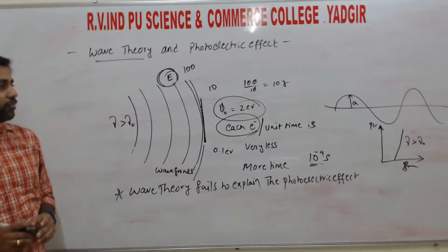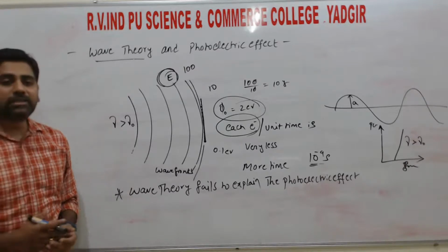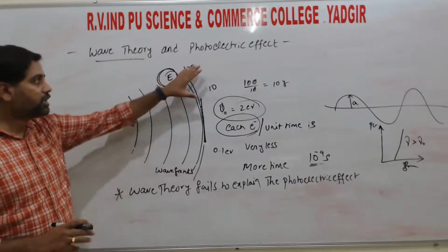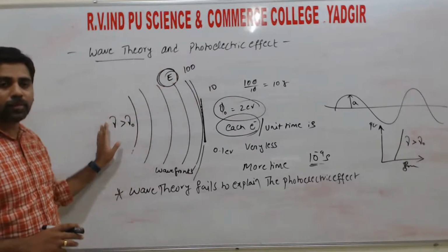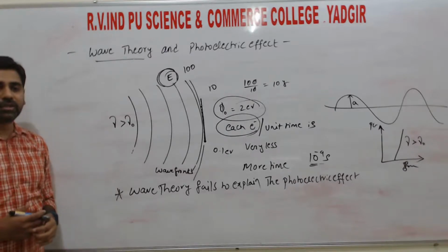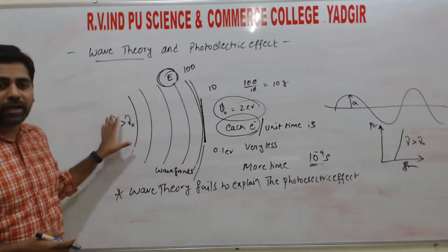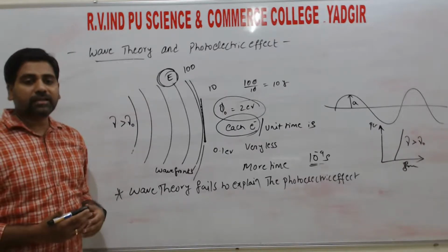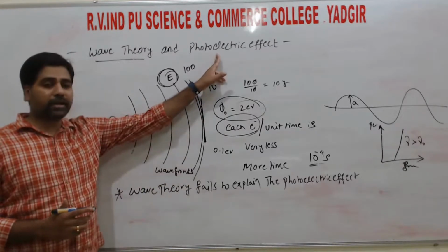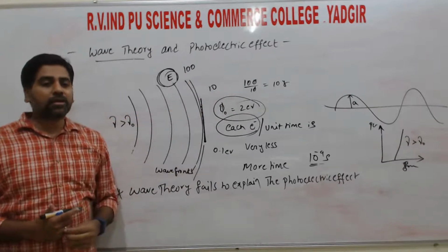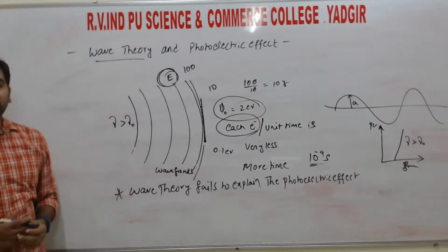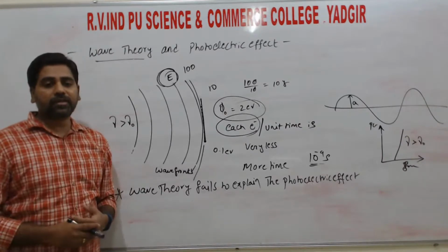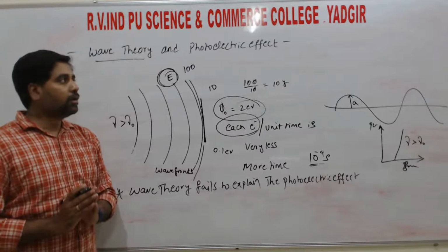In our next class we will discuss Einstein's photoelectric emission. It changes this concept and he gave one equation. Until now, in the experimental observations we didn't get any mathematical relation of the photoelectric effect. Einstein gave that in a mathematical expression. So in the next class we will discuss the concept of Einstein's photoelectric effect.